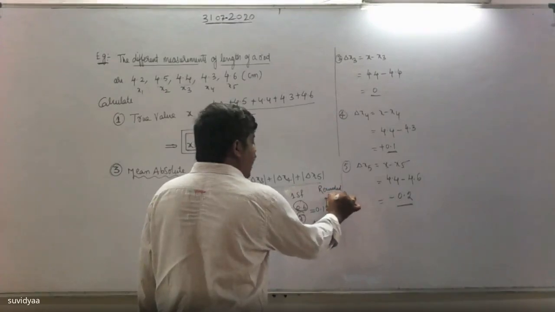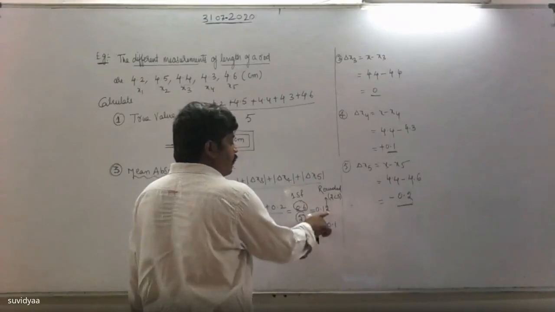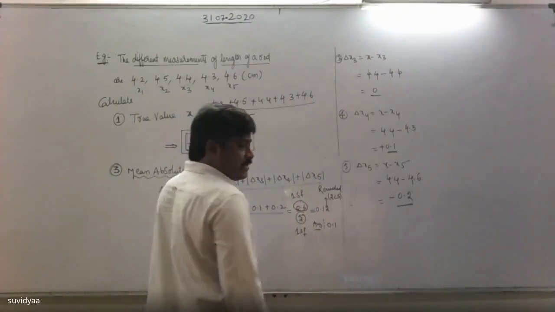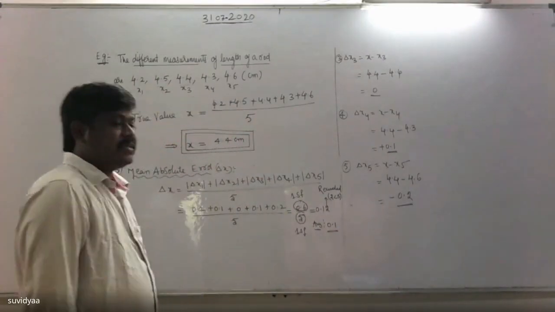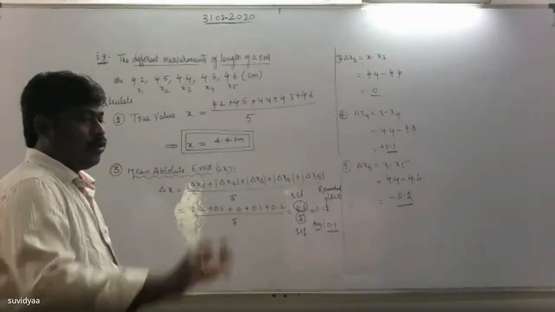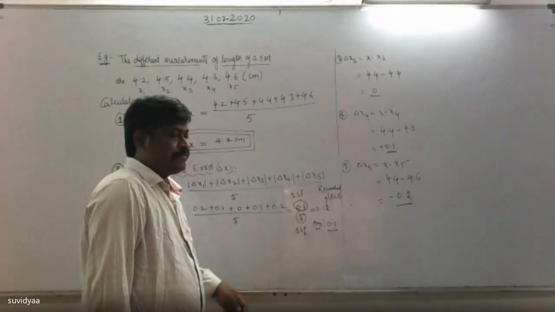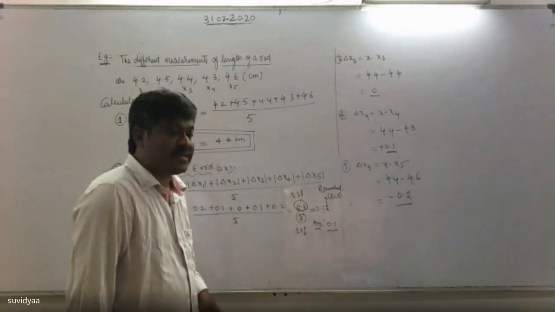2 is less than 5. Since 2 is less than 5, the preceding digit should be kept as it is. So what is the final answer? 0.1 is the answer. Understood? No? Simple. 0.6 divided by 5. This is division of significant figures.